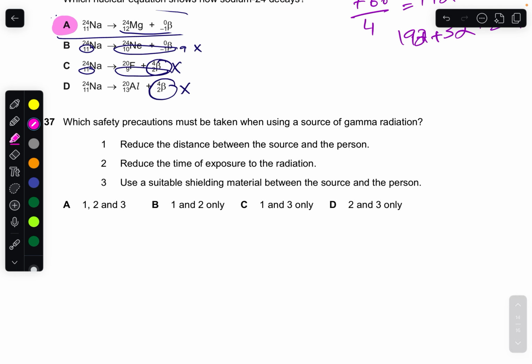Which safety precautions must be taken when using a source of gamma radiation? Option one is not correct because reducing the distance will not help. Reduce the time of exposure, yes. Use suitable shielding, yes. So it's option D, that is correct.